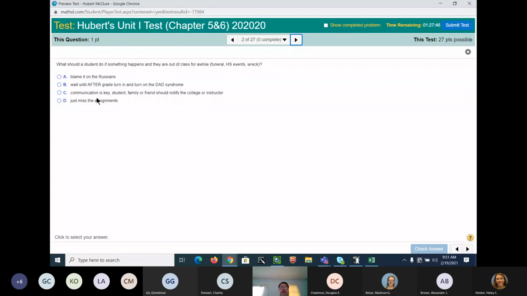Okay, here's a bonus question. What should a student do if something happens and then they're out of class for a while? Excuse me. This was the student that said 2 weeks after the grade turning in, they got a C instead of an A because they missed the Unit 3 test, and the computer put a 0 in for it.